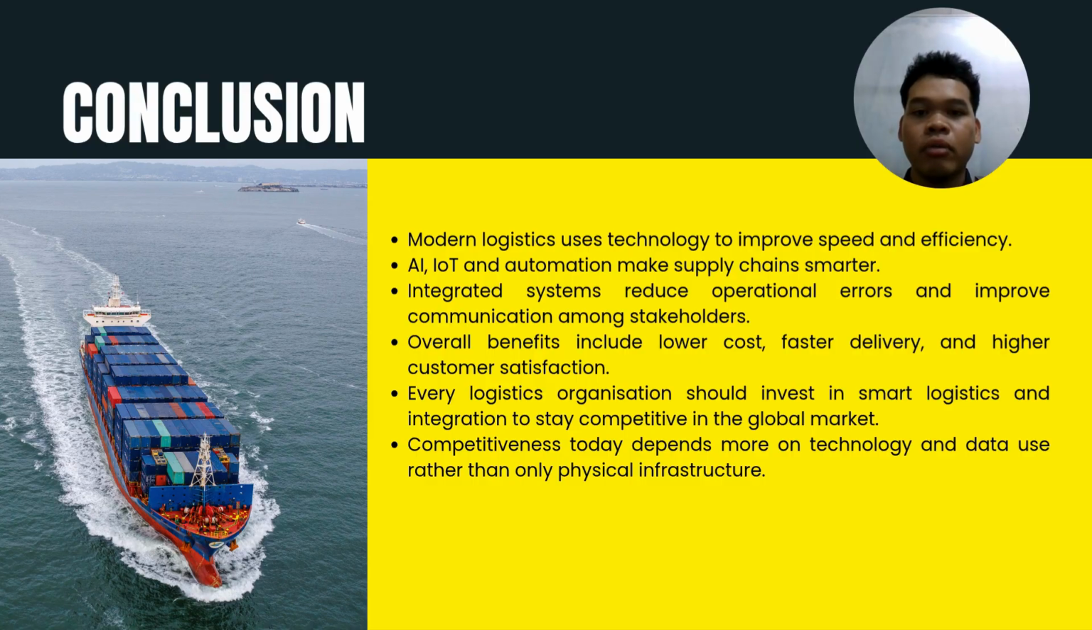For conclusion, modern logistics uses technology to improve speed and efficiency. AI, IoT, and automation make the supply chain smarter. Integrated systems reduce operational errors and improve communication among stakeholders. Overall benefits include lower cost, faster delivery, and higher customer satisfaction. Every logistics organization should invest in smart logistics and integration to stay competitive in the global market. This is because competitiveness today depends more on technology and data use rather than only physical infrastructure.